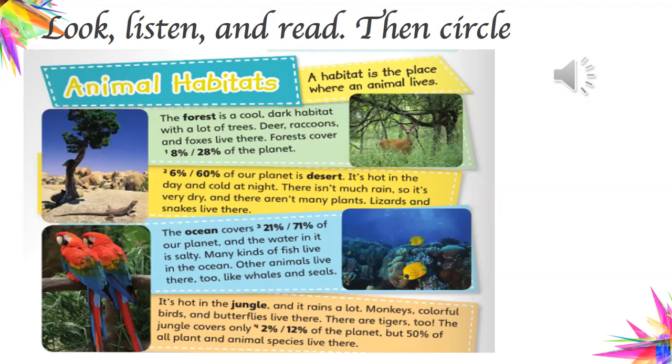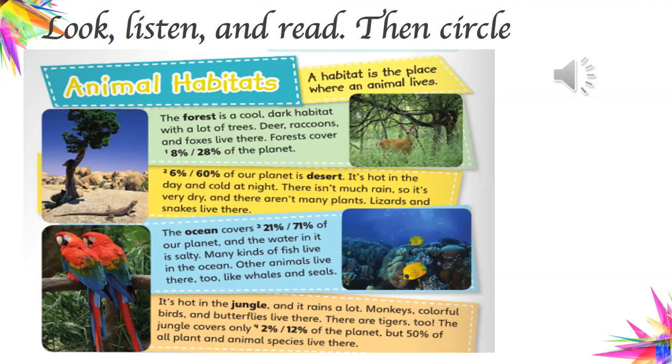A habitat is the place where an animal lives. The forest is a cool, dark habitat with a lot of trees. Deer, raccoons, and foxes live there. Forests cover 8% of the planet. 6% of our planet is desert. It's hot in the day and cold at night. There isn't much rain, so it's very dry, and there aren't many plants. Lizards and snakes live there.